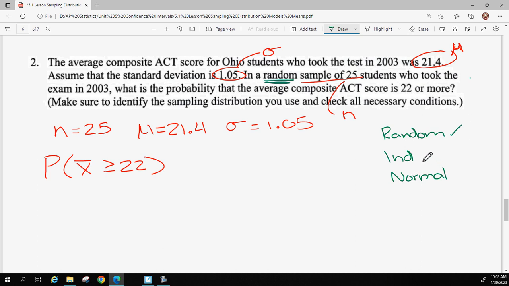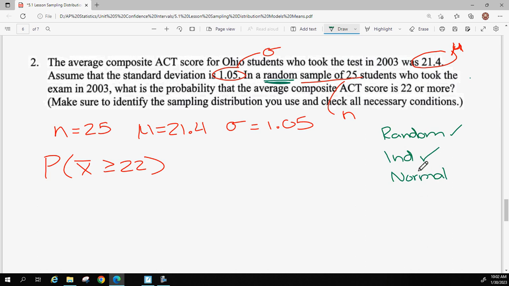I believe that of all the people who took the ACT in Ohio, the entire state, 25 students should be less than 10% of the population. Also, one student's score should be independent of another student's score. They're working individually, they're not helping each other. So we should say that the scores on the ACT are independent of each other.